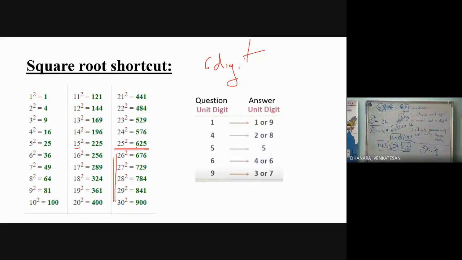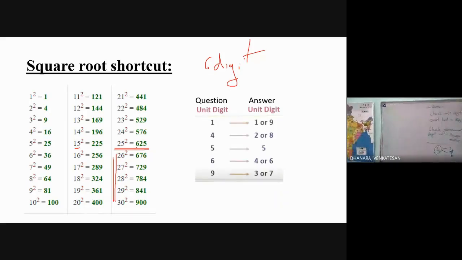This is the way to solve this square root problem. This shortcut is for square root. Don't think of it for cube root. I will go with some other problems so that you might understand easily.